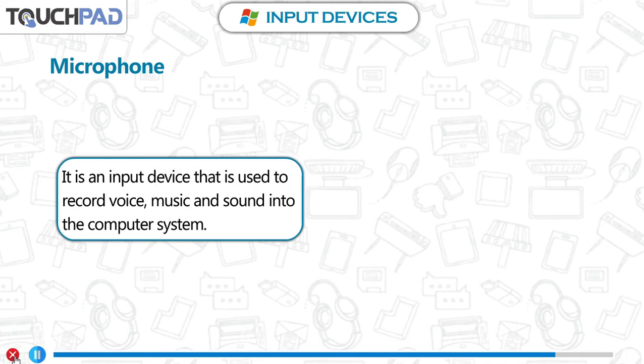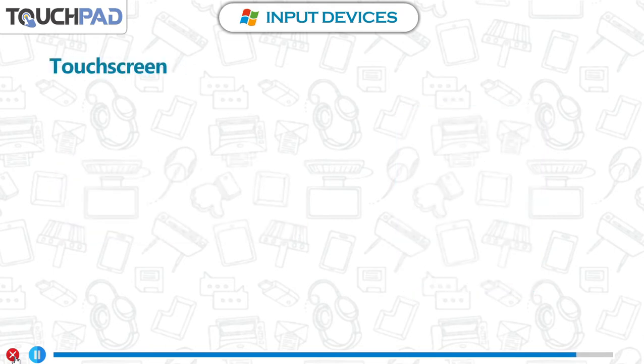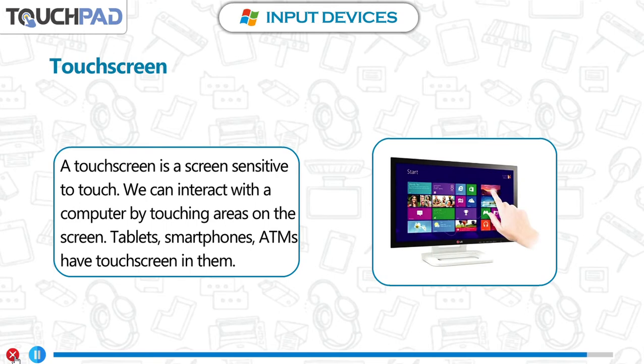Microphone: it is an input device that is used to record voice, music, and sound into the computer system. Touch screen: a touch screen is a screen sensitive to touch. We can interact with the computer by touching areas on the screen. Tablets, smartphones, and ATMs have touch screens in them.